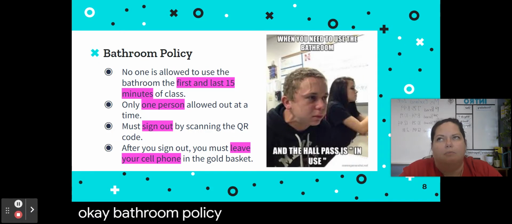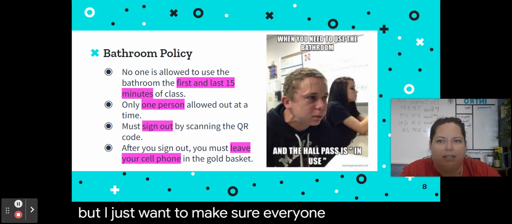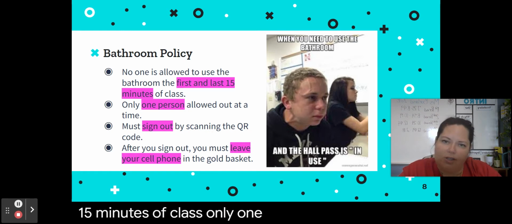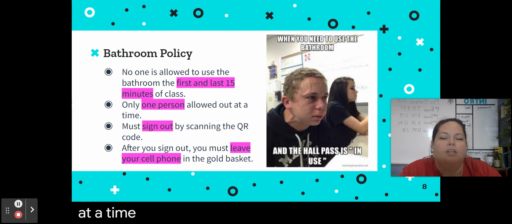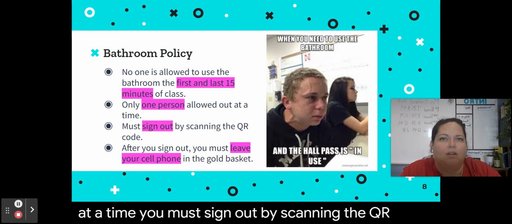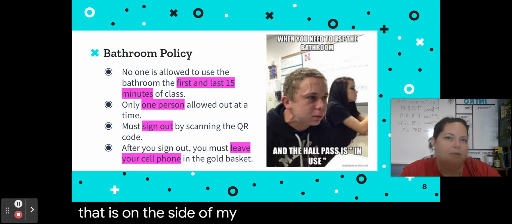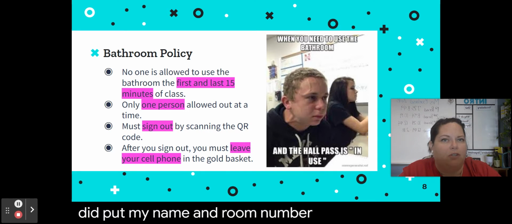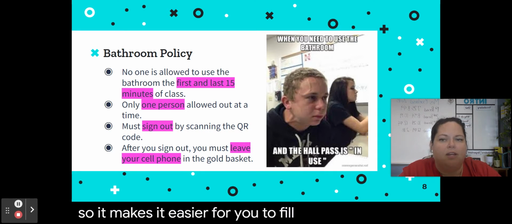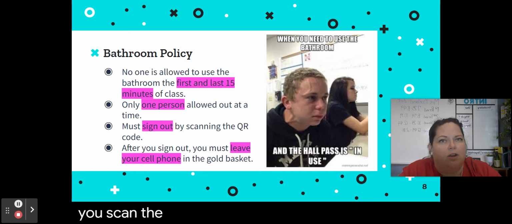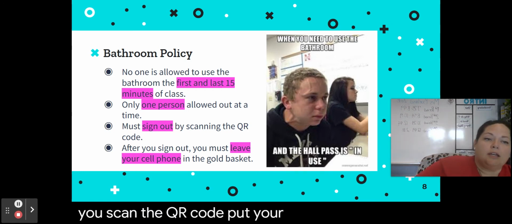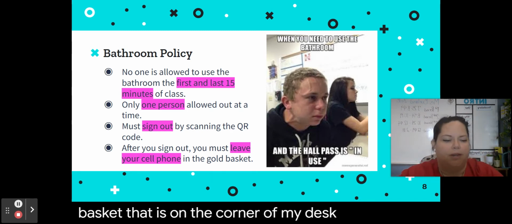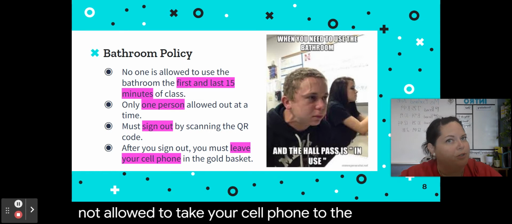Bathroom policy. We've kind of gone over this, but I just want to make sure everyone understands. No one is allowed to use the bathroom the first and last 15 minutes of class. Only one person is allowed out at a time. You must sign out by scanning the QR code that is on the side of my filing cabinet by my desk. I did put my name and room number on the QR code, so it makes it easier for you to fill it out. And then after you scan the QR code, put your phone in this gold basket that is on the corner of my desk. Okay. You're not allowed to take your cell phone to the bathroom with you.